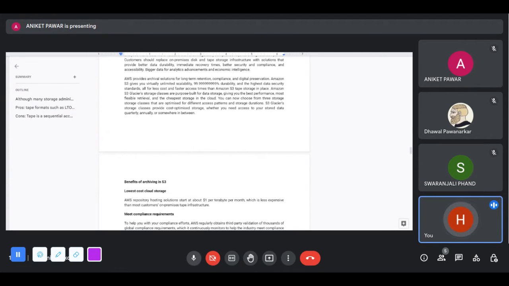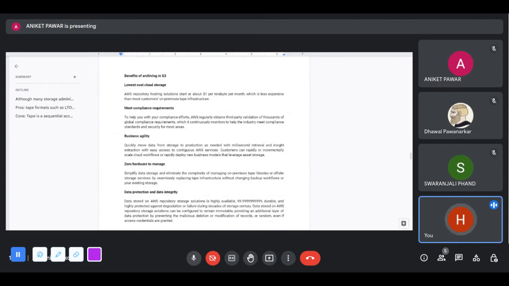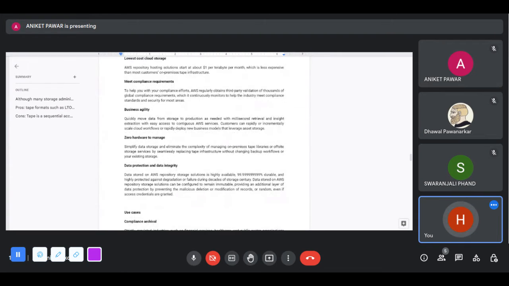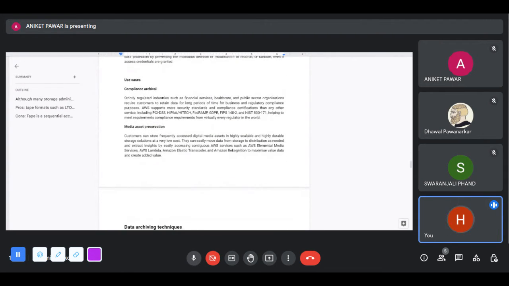Some of the benefits of S3 include low-cost cloud storage, meeting compliance requirements, business agility, zero hardware to manage, data protection, and data integrity. Some of the use cases are compliance and archival. AWS supports many security standards and compliance programs, including PCI DSS, HIPAA, HITECH, FedRAMP, GDPR, and a lot more. This helps satisfy the compliance requirements for virtually every regulatory agency around the globe.